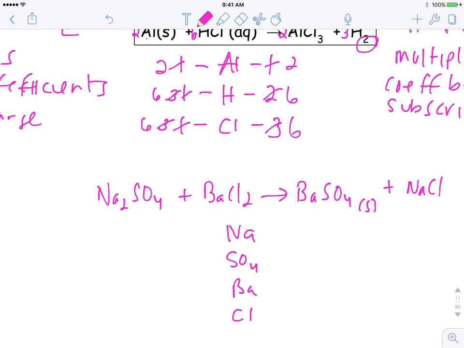Now you don't have to create a table like this. A lot of you are doing this by inspection. 2 Na's, 2 Na's, 2 Cl's, 2 Cl's, 1 SO4, 1 SO4, 1 Ba, 1 Ba. And you're already balanced.